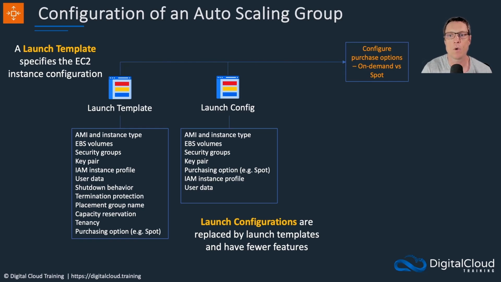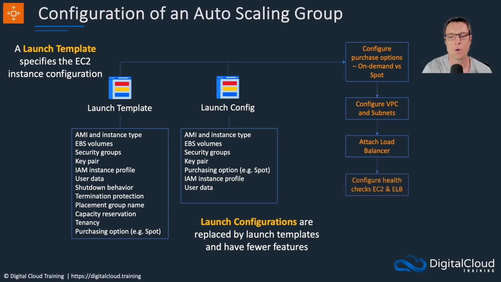Now, in both cases, whichever one you use, we then get to configure things like the purchase options, on-demand versus spot for our auto-scaling group. We get to configure the VPC we want to deploy our instances into and which subnets across which availability zones. We can optionally attach a load balancer as we're deploying our ASG or at a later time as well. And you can configure health checks for both EC2 and elastic load balancing. And you get to configure the group size and the scaling policies. You can either statically define how many instances you always want to have running, or you can use the scaling policy then to either adjust dynamically or on a schedule.